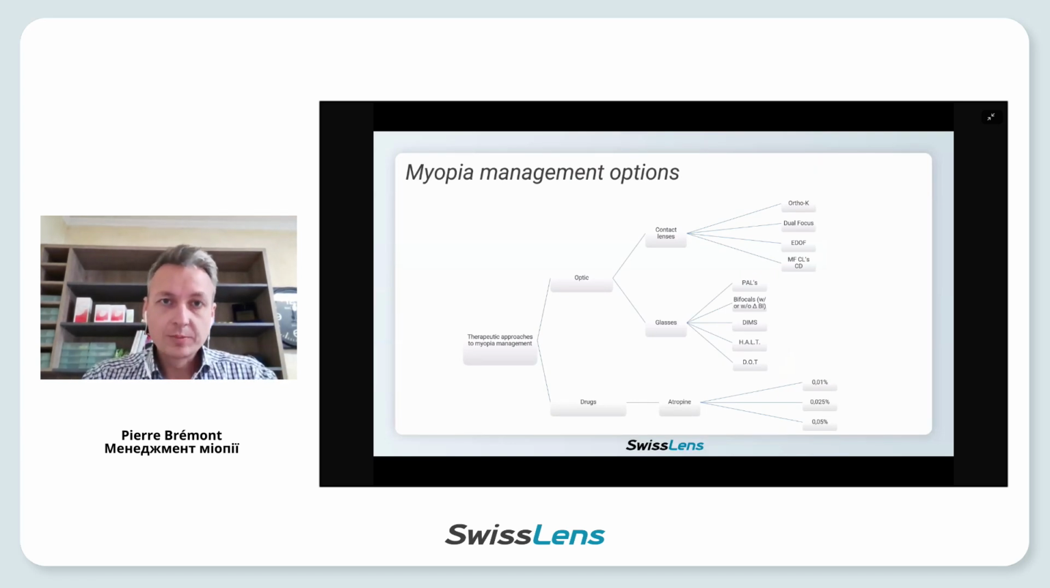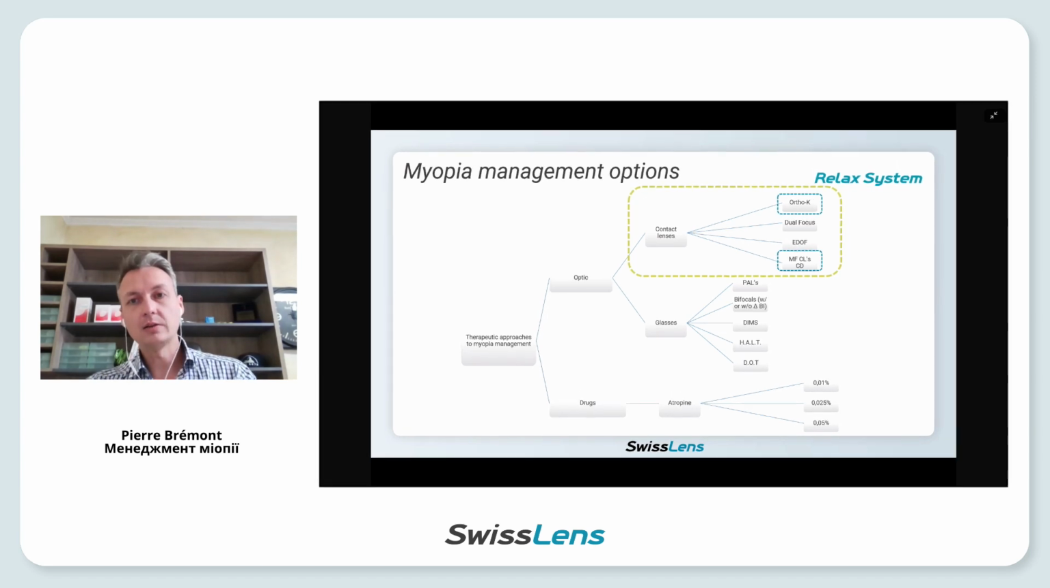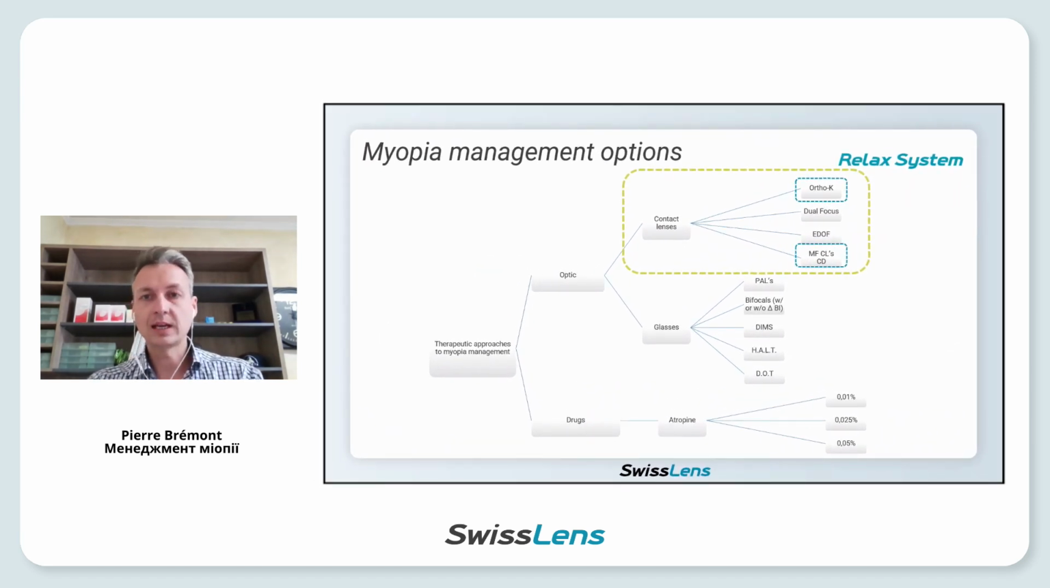When we look at all the options in myopia management, we have different options. There are optic options and there are drug options. Of course, with Swiss Lens, we speak only about the contact lens option in optics. And we have two different products available in Relax: the Orthokeratology range and the multifocal center distance contact lenses, available in soft and rigid contact lenses.